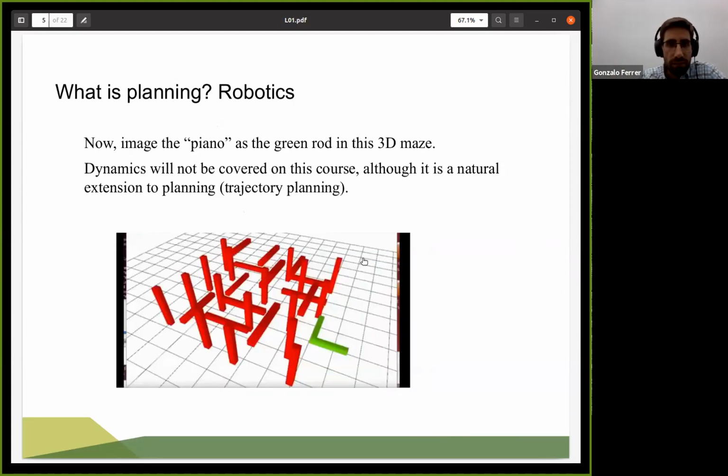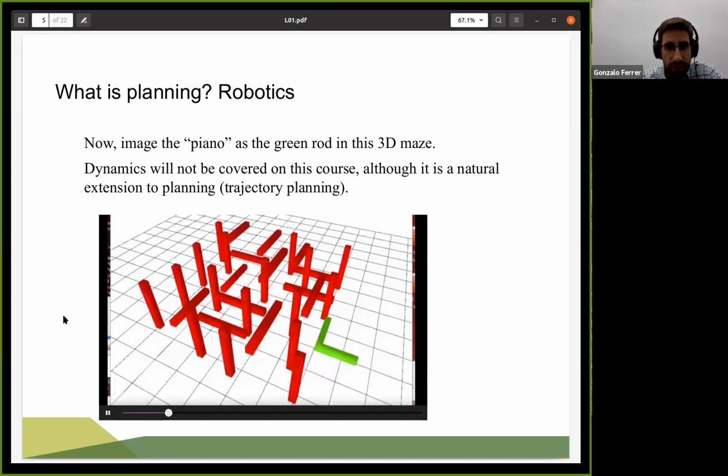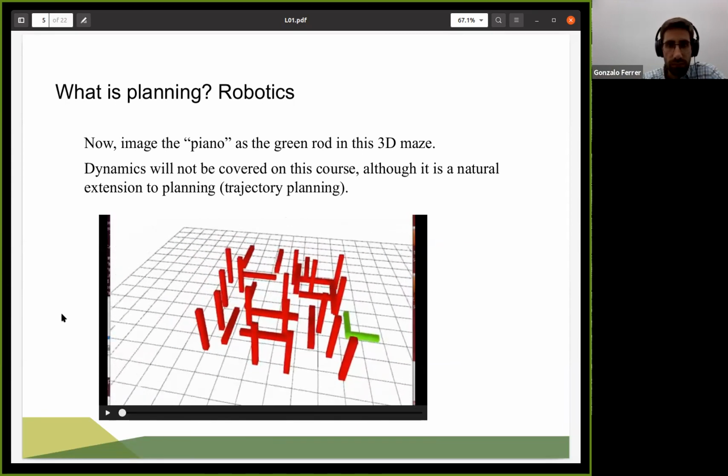Another example of the piano problem is solving this 3D maze in robotics. So imagine you have this L-shaped piece and you want to move around this maze. And the problem is very similar, right? So now instead of having walls, you have other objects, but still the idea is that you want to avoid collisions. No collisions is a feasible plan. If you have collisions, that means that the plan is unfeasible.